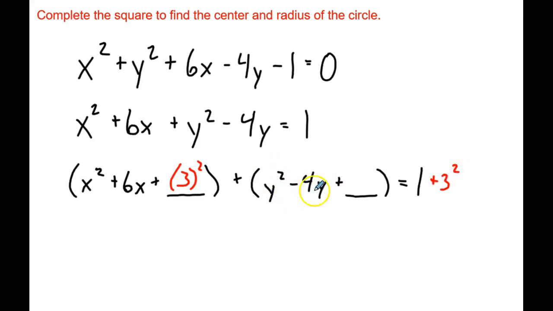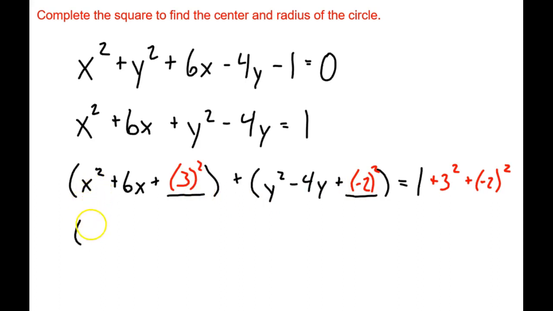Now we need to use that same idea for our y terms. We're taking our b value, which is -4. So -4 divided by 2 is -2. And we're squaring that quantity. If we're adding that quantity on the left side of the equation, we need to add it to the right side as well. Now, once we add those values, we should be able to factor each of those terms down.